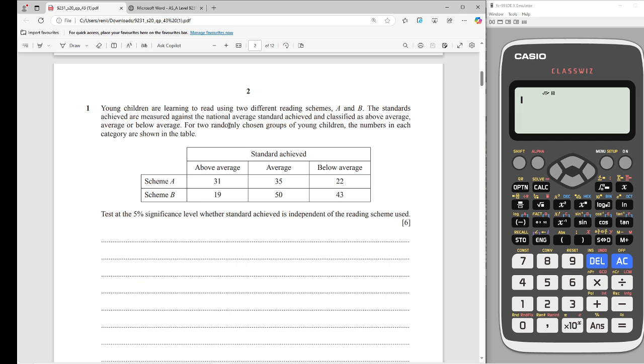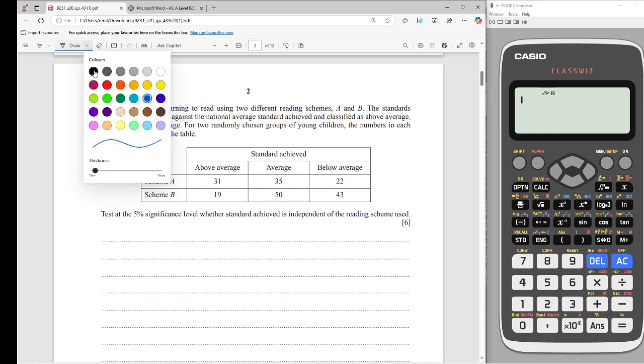Okay, so first question. Young children are learning to read using two different reading schemes A and B. The standards achieved are measured against the national average standard achieved and classified as above average, average or below average. For two randomly chosen groups of young children, the numbers in each category are shown in the table. Test at the 5% significance level whether the standard achieved is independent of the reading scheme used.